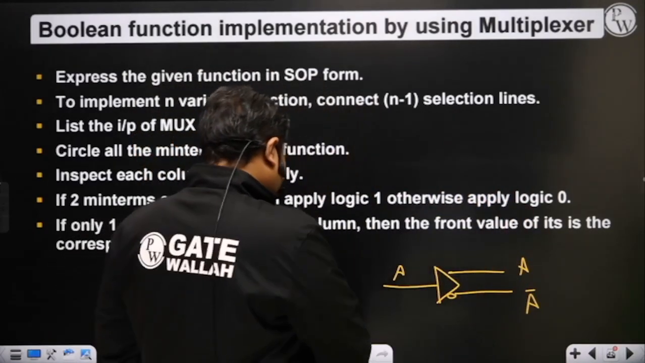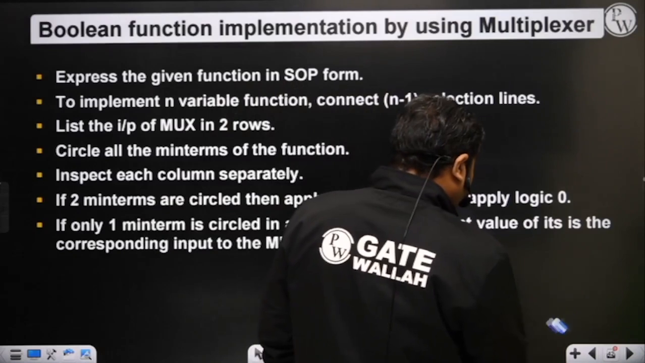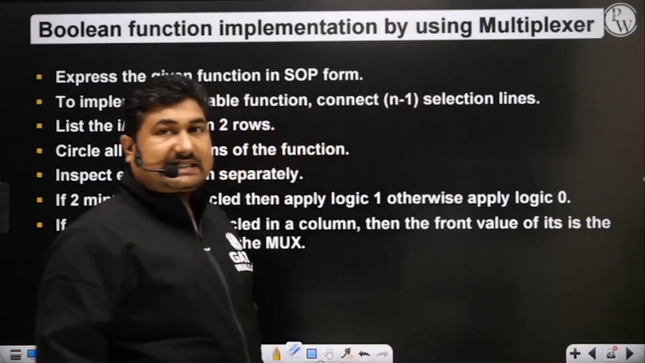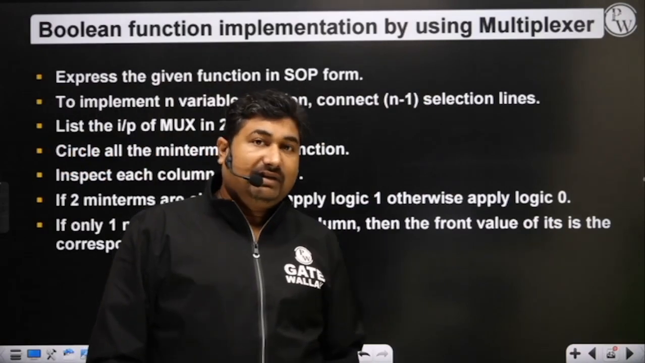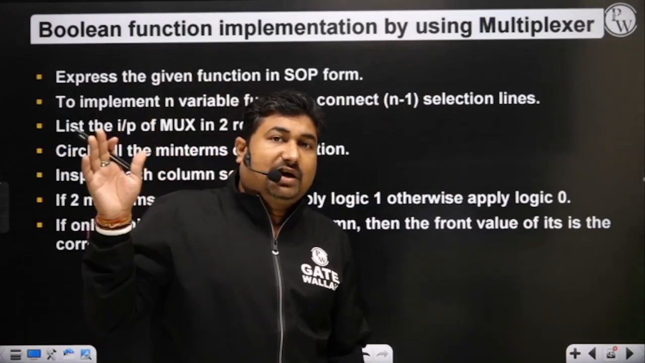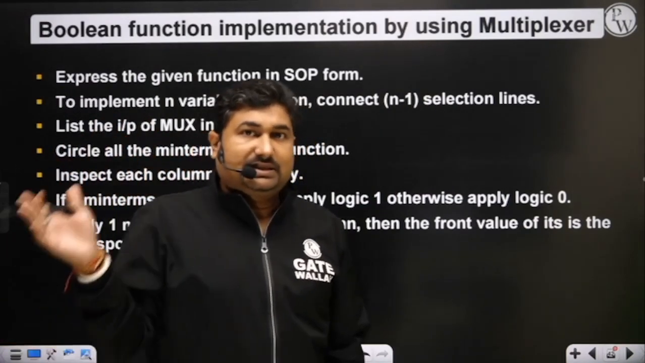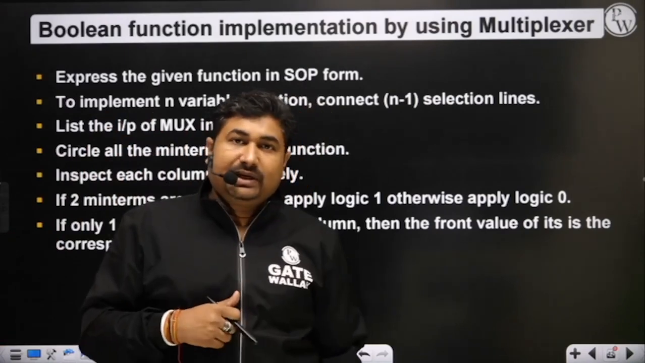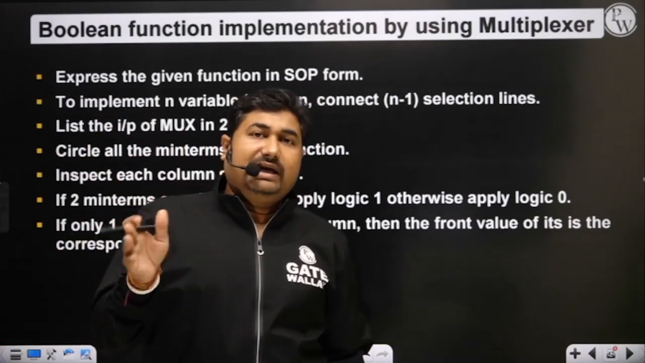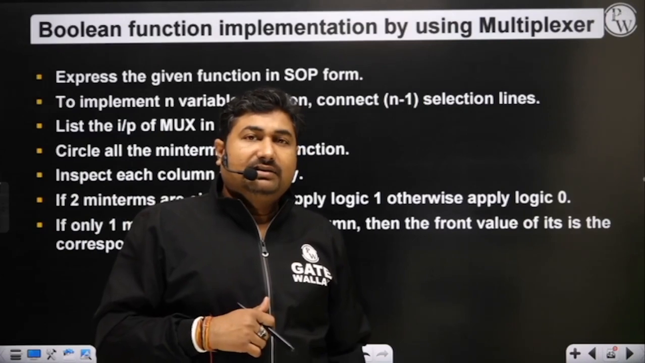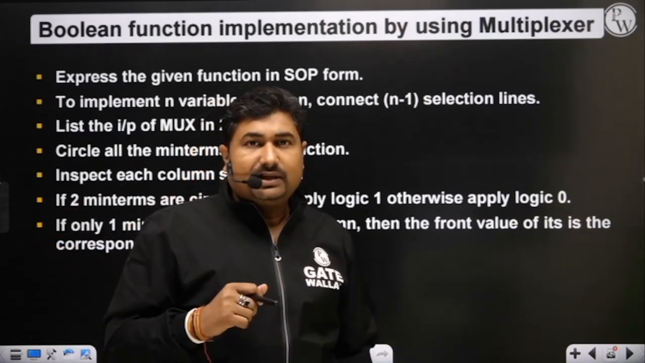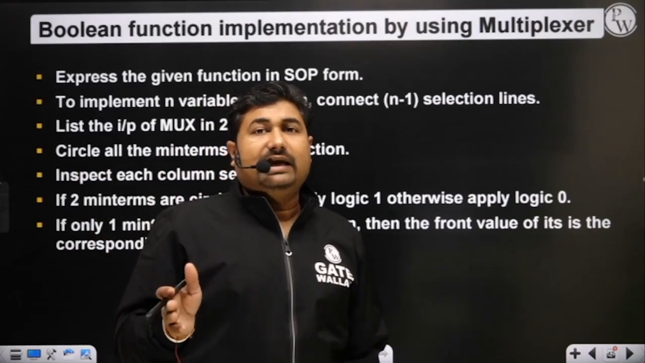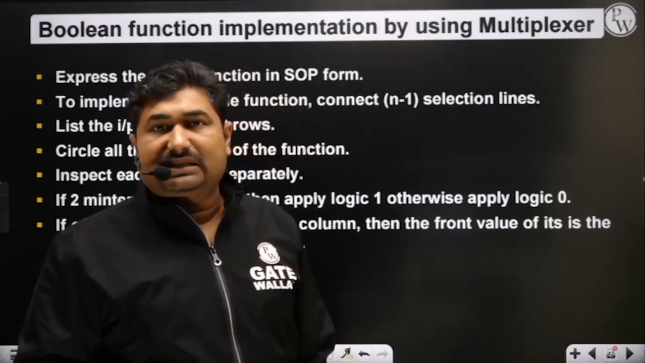If A and A bar are available, how do we choose the lowest size of the multiplexer? In case A and A bar are available, we have already observed the XOR gate using a 4 cross 1 multiplexer and a 2 cross 1 multiplexer. If B and B bar or A and A bar are both available, then the better size will be 2 cross 1. It means we try to connect n minus 1 variables onto the select line.